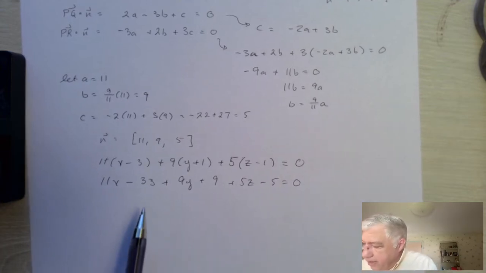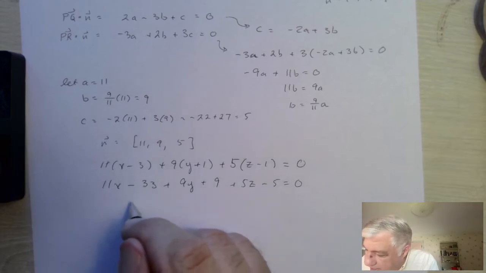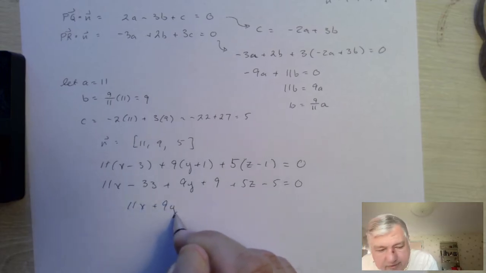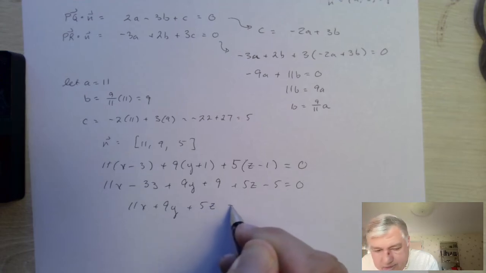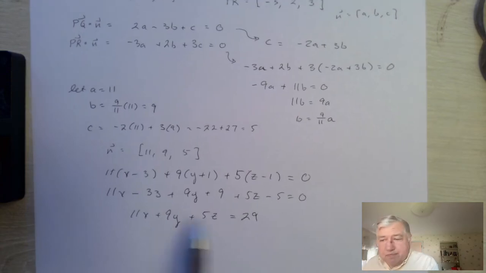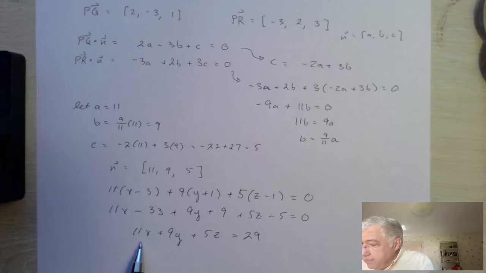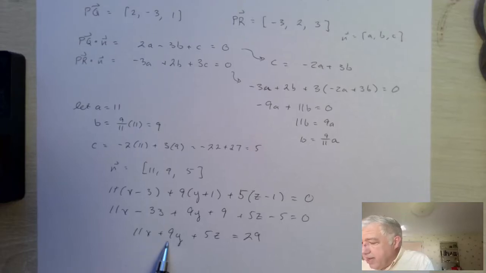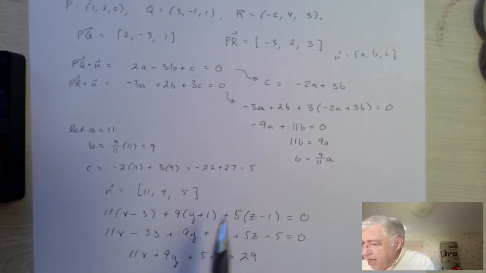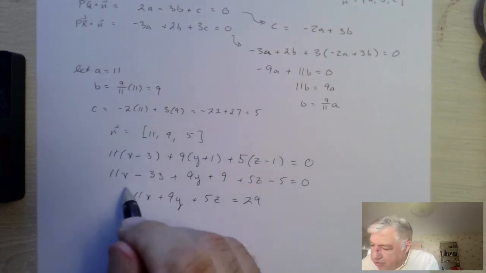If we did this right, it should be 11x plus 9y plus 5z equals 29. We can check by plugging these other points in. If we plug in 1, 2, this will be 11 times 1 plus 9 times 2, that's 11 plus 18, that's 29, right? And you can check that this will work out for the other 2 points, I think. So that's the general form.